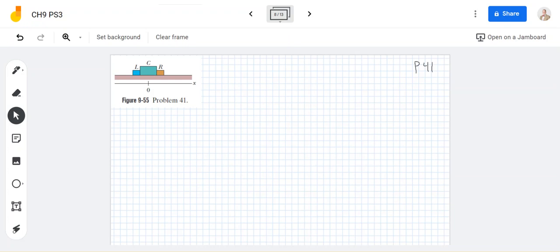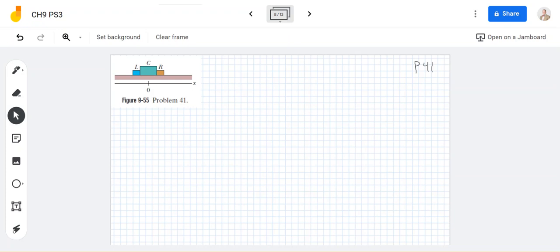floor with its center at the origin of an x-axis. The rocket contains a central block C of mass 6 kilograms and left and right blocks, each of 2 kilograms. Small explosions can shoot either of the side blocks away from block C along the x-axis.